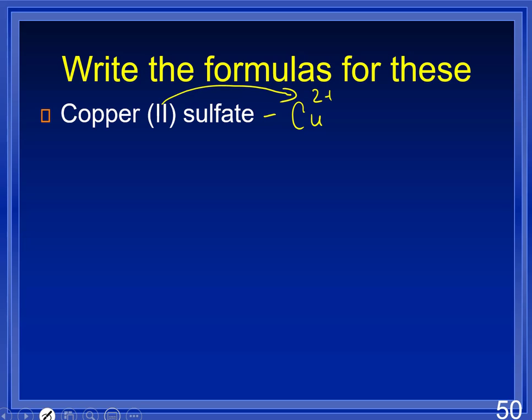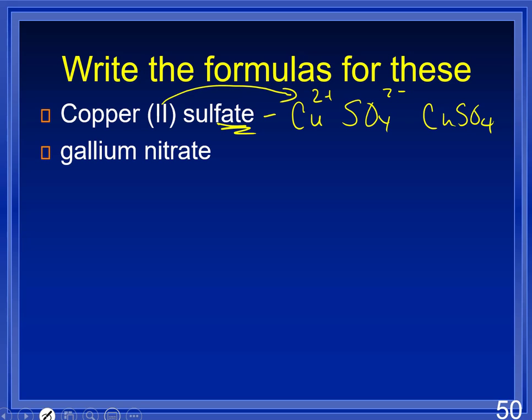Sulfate, look at that ending, ATE. It's important that you read the endings because they make a big difference now. You pick the wrong thing, you've got the wrong ending. Sulfate on the list was SO4 with a 2 minus charge. Does that add up to 0? 2 plus and 2 minus adds up to 0. So we're done. CuSO4. Okay. So it's just like we were doing last night. Figure out the numbers, make them equal 0.